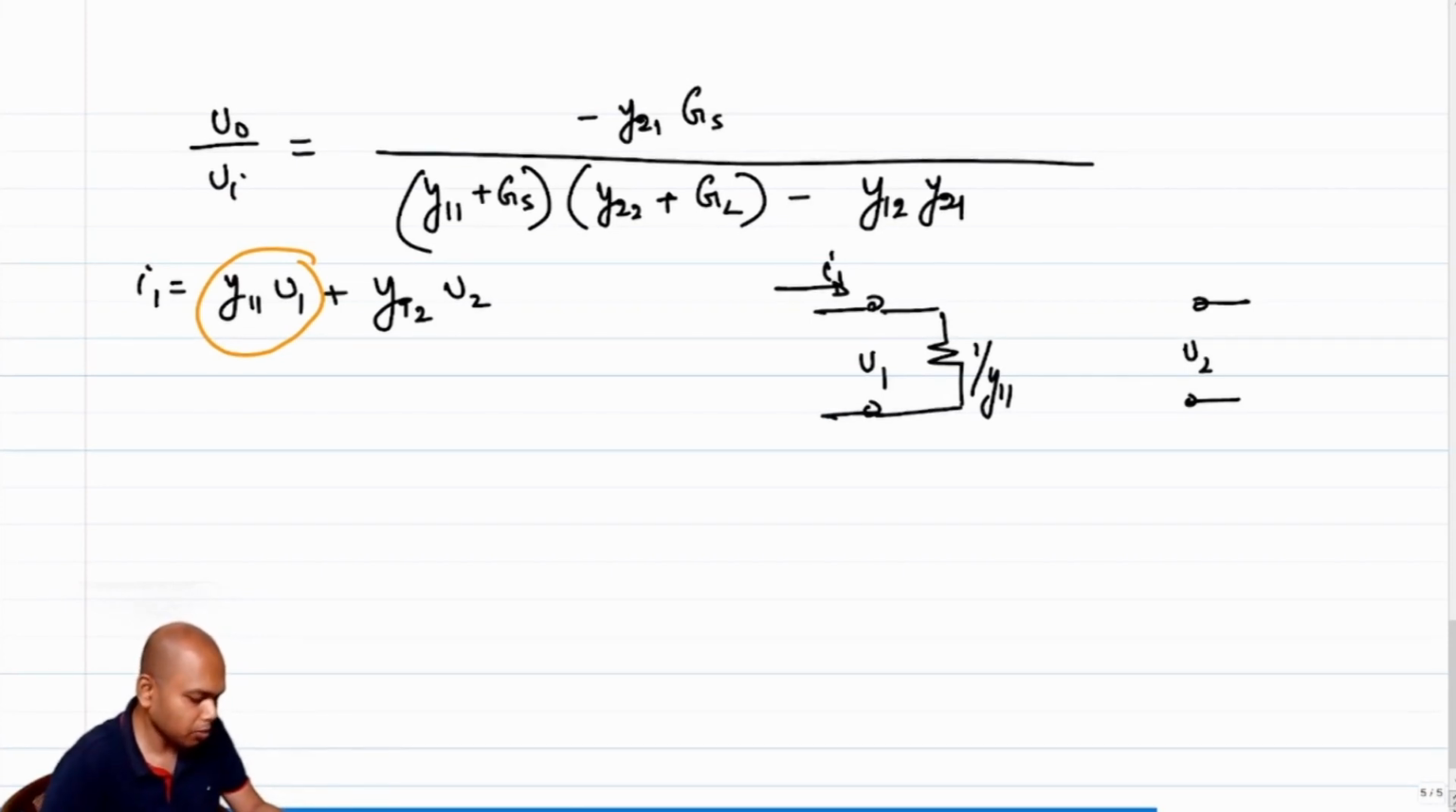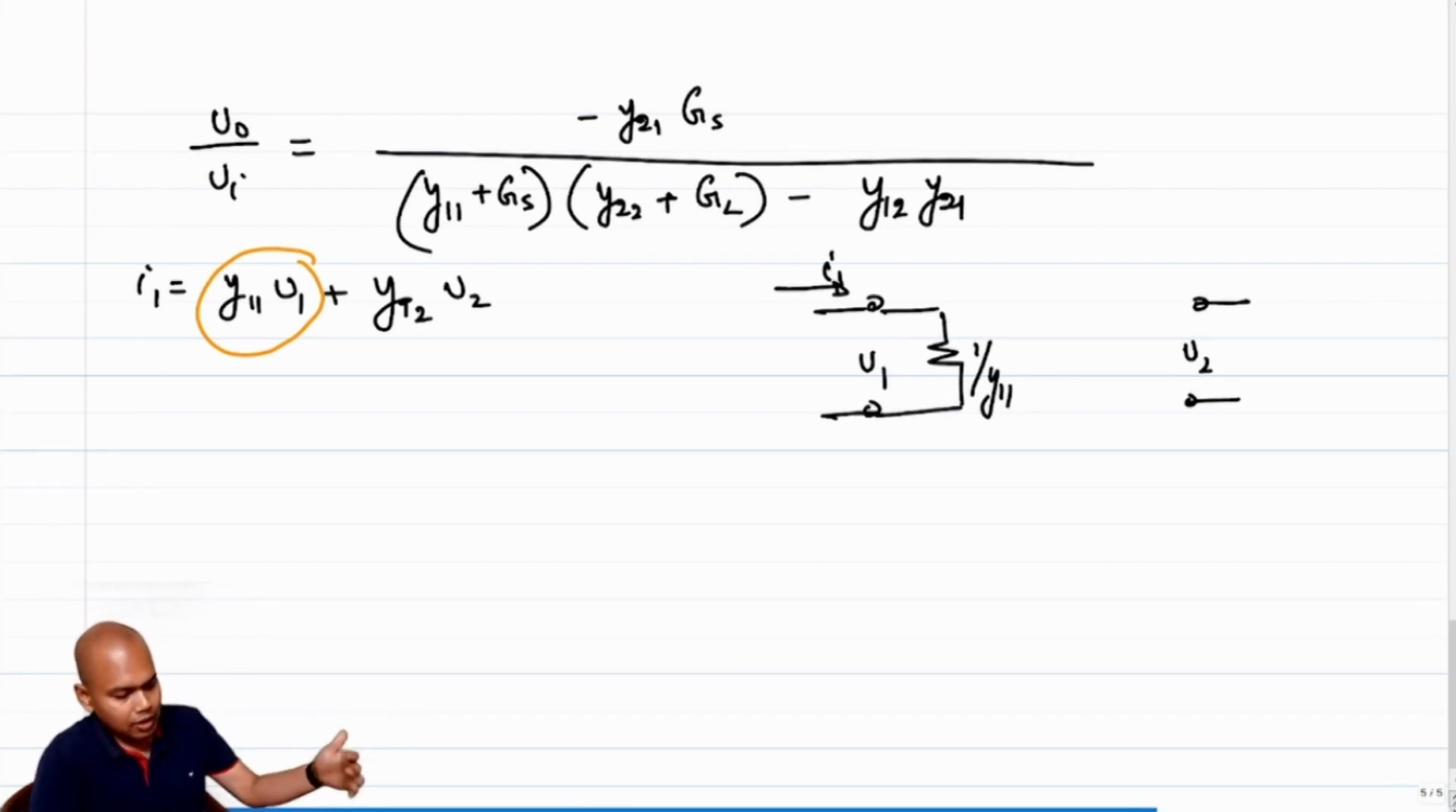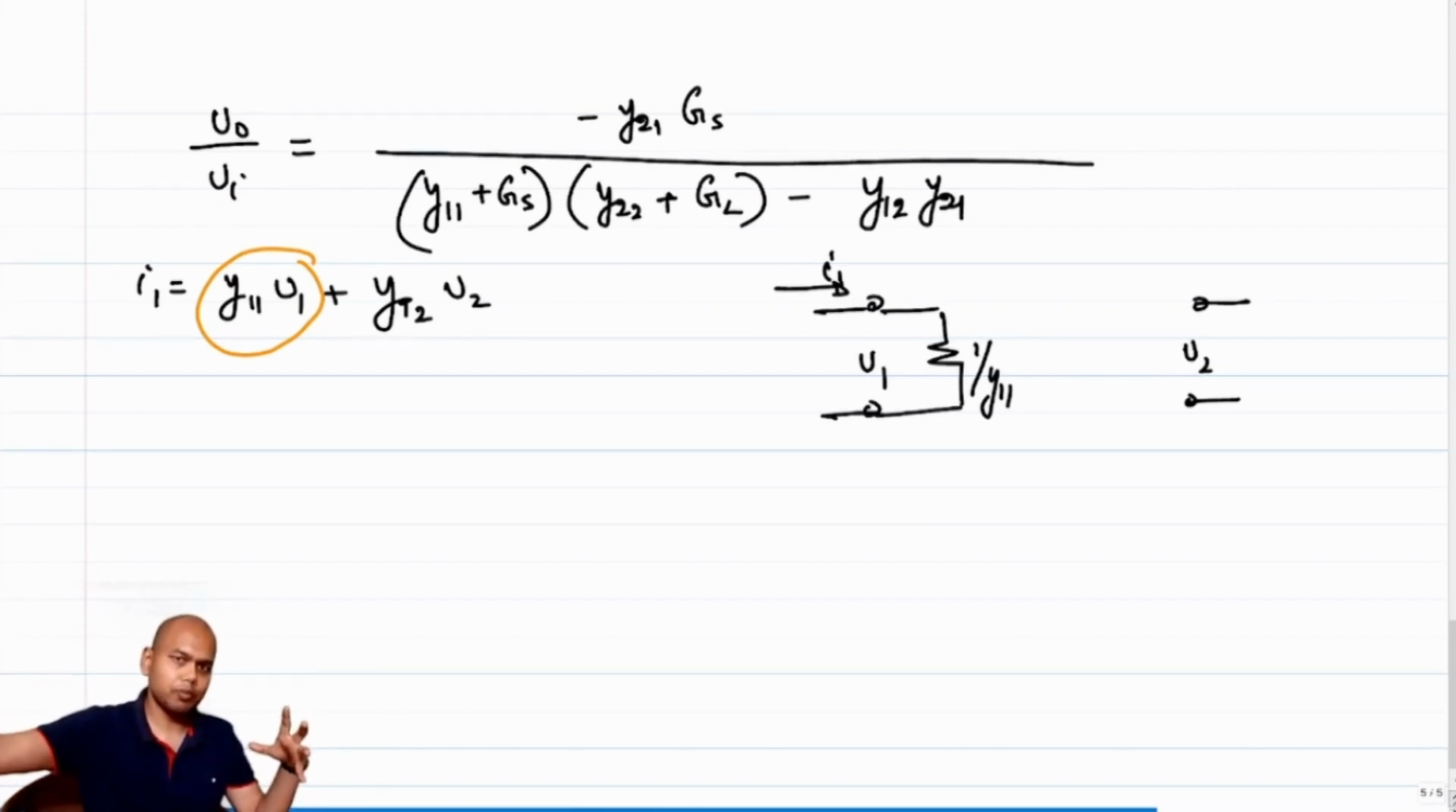What about the next term? What about y12 V2? What is this telling us? This is telling us that the current I1 is related to the port voltage V2, with a proportionality constant y12. Now note that the relationship is between current in one port and voltage in some other port, right? So this is not a resistance per se. The change of current is not happening because the voltage across its terminals has changed. The change of current is happening because voltage in some other part of the circuit has changed, some other terminal has changed, right?